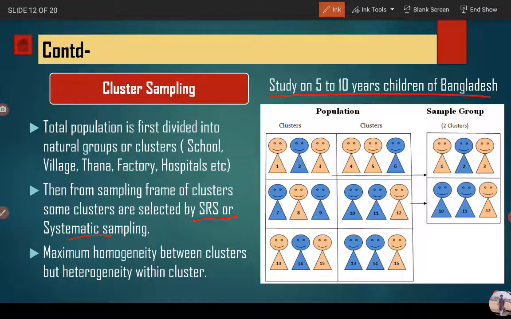Within each cluster there are heterogeneous subjects, but in the case of strata, homogeneity is maintained in each stratum, while in a cluster heterogeneity is maintained. And this is the basic difference between the cluster sampling technique and the stratified sampling technique.